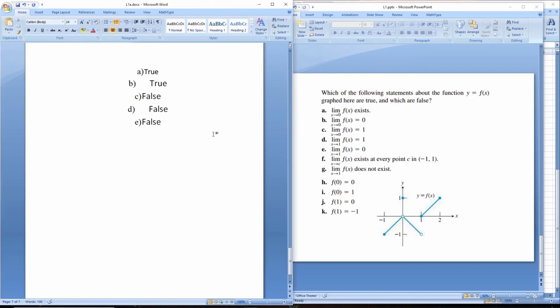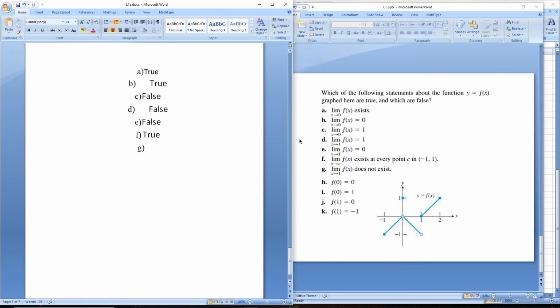So that is F, and that is true. The limit exists at every point between -1 and 1. As a matter of fact, the only place the limit doesn't exist is at 1. And again, you can see if two people try to walk towards each other, one is stuck at 0 and one will be stuck at -1. They don't meet.